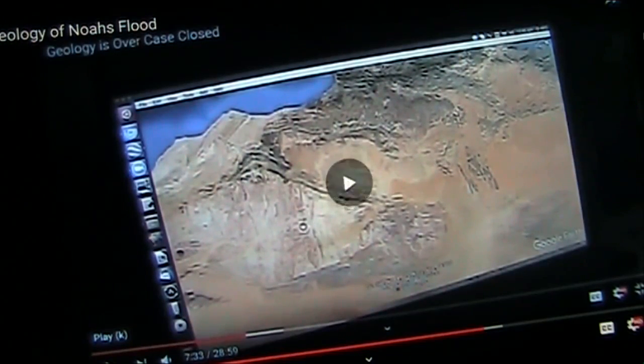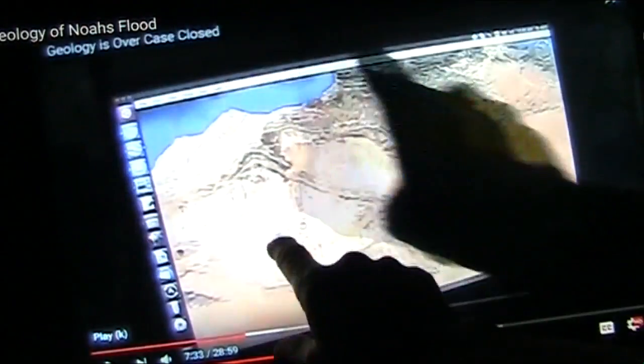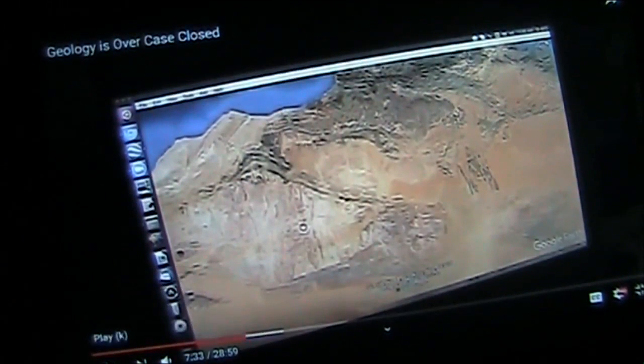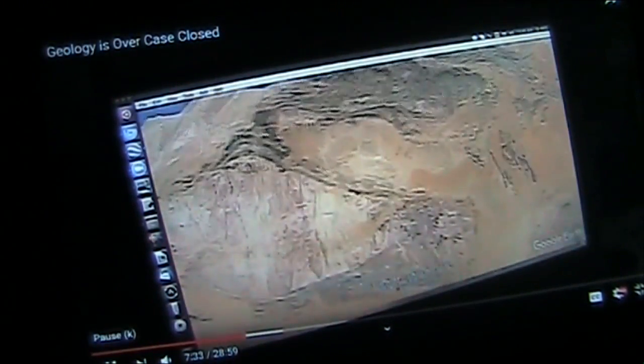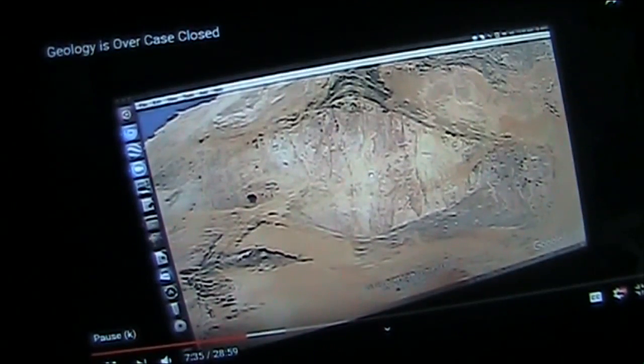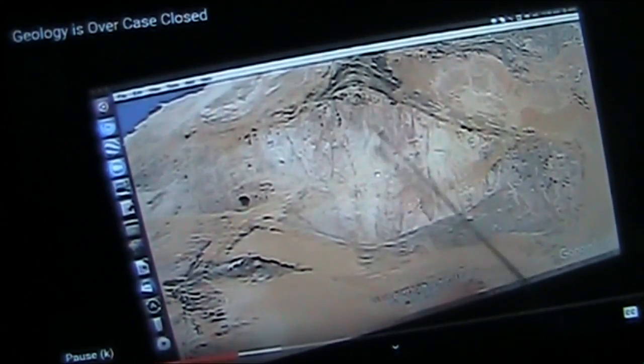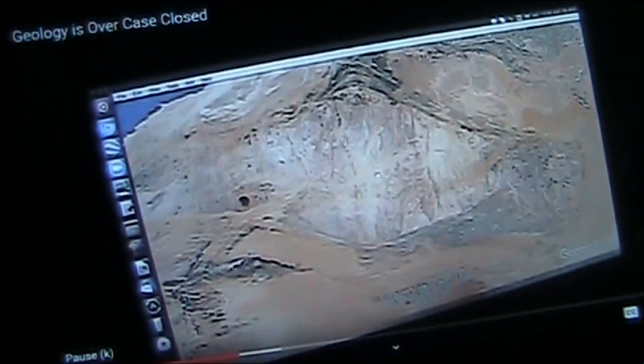Here goes. Again, back to geology, the giant fish. Case closed on my channel. Now listen to what I have to say. It's a gigantic fish laying there in the desert. That's its scales. That's its tail.